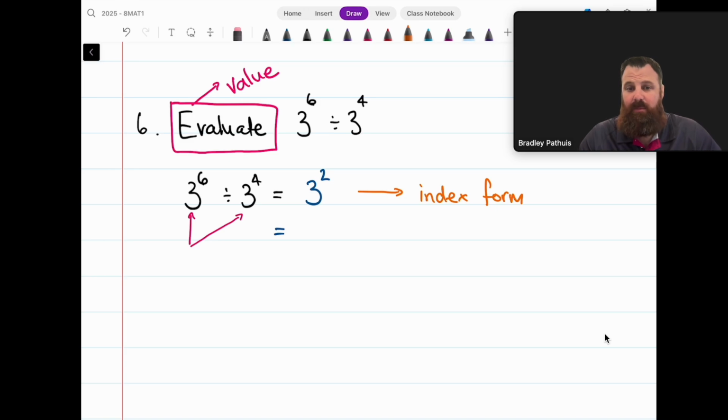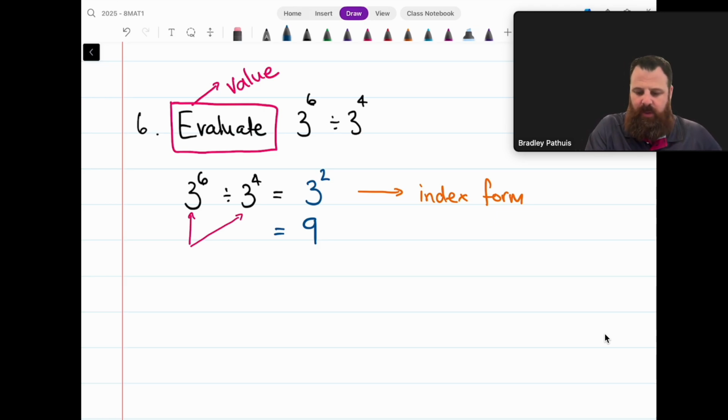Now, I've got my answer. It's 3 to the power of 2. That's index form. But the question says, find the value of. Well, 3 squared is just 3 times 3. And I know 3 times 3 is 9. So when I evaluate 3 to the power 6 divided by 3 to the power 4, I get the answer of 9.